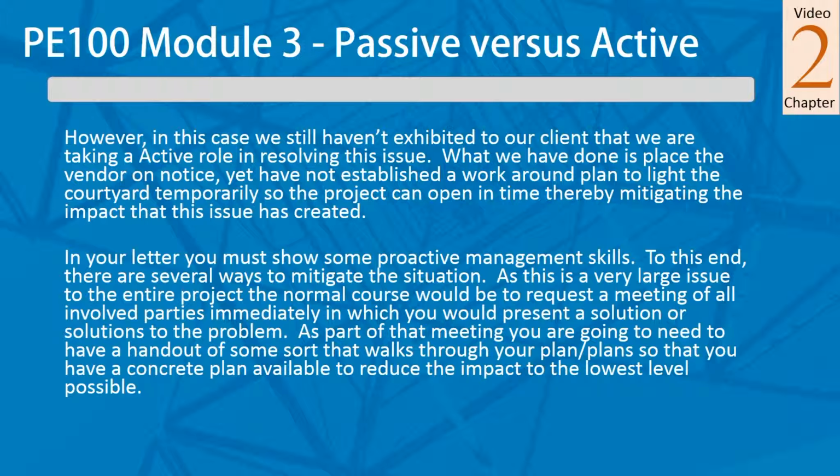And in that meeting, you're going to need to have a handout of some sort that walks through your plan so that you have a concrete plan available to reduce the impact to the lowest level possible that everybody can get their hands on. And so hopefully you figured out a way to do some temporary lighting, and you figured out a way to do some certain things from other fixtures that you may have on other job sites that you haven't installed yet, that you could loan out to the project for a period of a month, and do things like that. Just come up with creative ways to still get the project, the grand opening, done, but it may not be exactly the way you wanted it to.